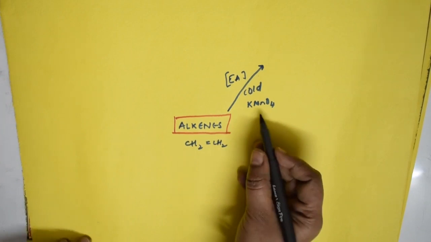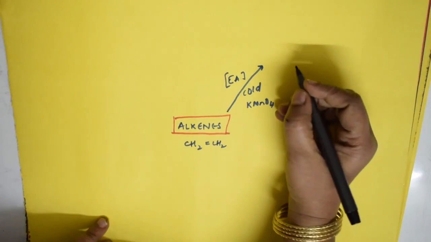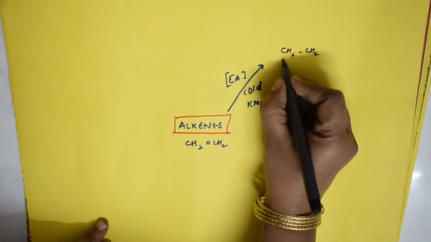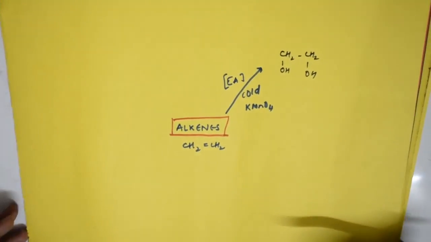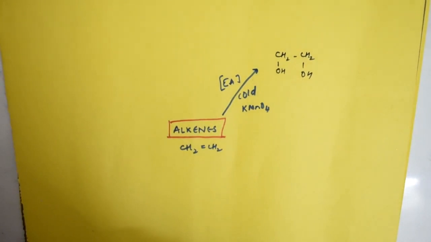Yeah, and this is an oxidizing agent, so you're going to break this double bond, and the product which we get is CH2OH, CH2OH. This is your diol, correct? Both hydroxyl groups are there. This is fine.